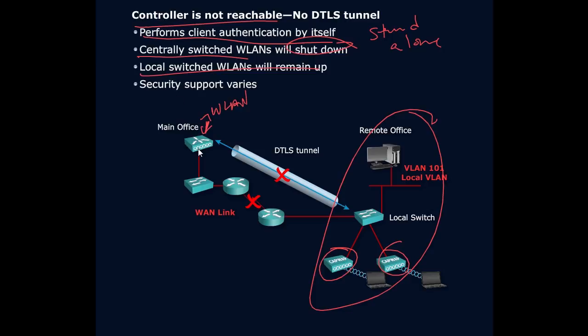Now it says security support varies. It absolutely does vary. What does it vary upon? Reachability. If my Radius server is here, I will not be able to authenticate to the Radius server. Why? Because my DTLS is down. One, and two, more importantly, my wide area network is down as well. So headquarters is gone. I can't reach headquarters at all. So any security support services I have across that area is done. Clients will be disassociated because they cannot be authenticated.